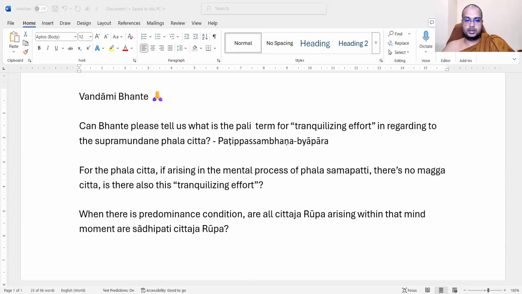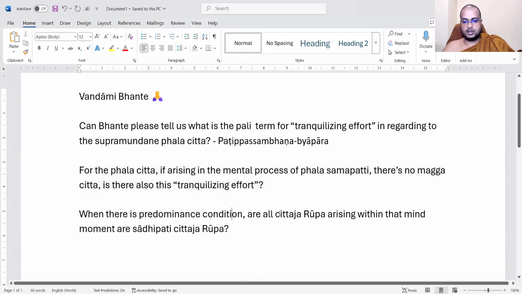Right. The third question is very straightforward. When there is predominance condition, are all cittaja rupa arising within that mind moment sadhipati cittaja rupa? Yes.